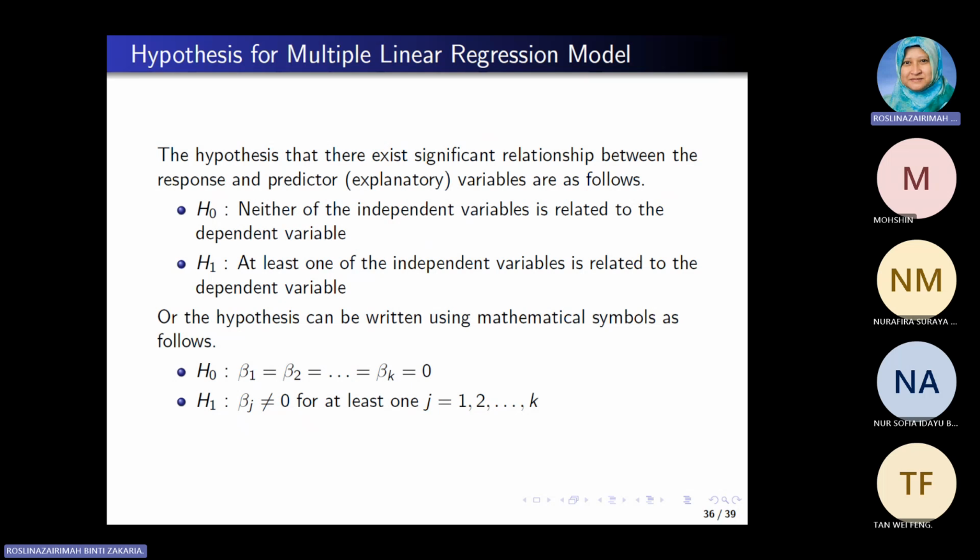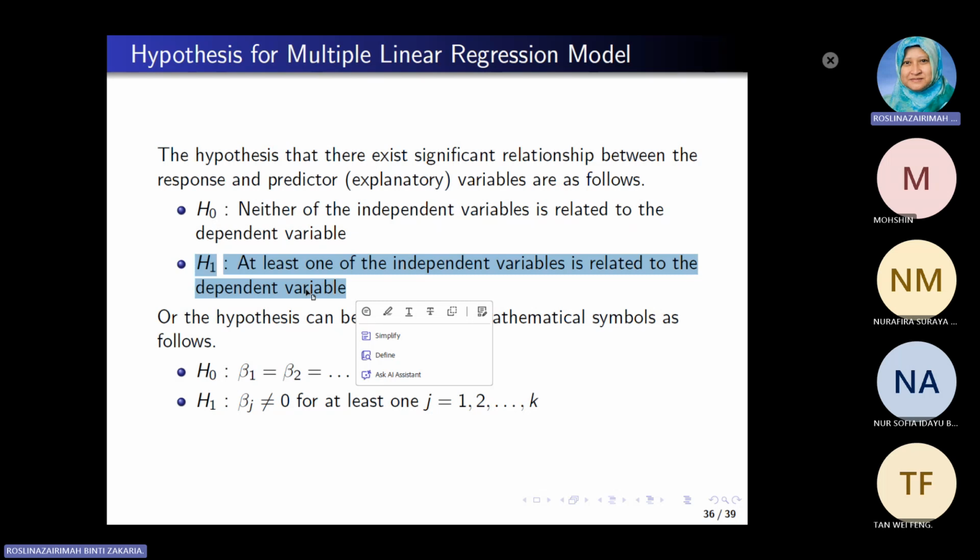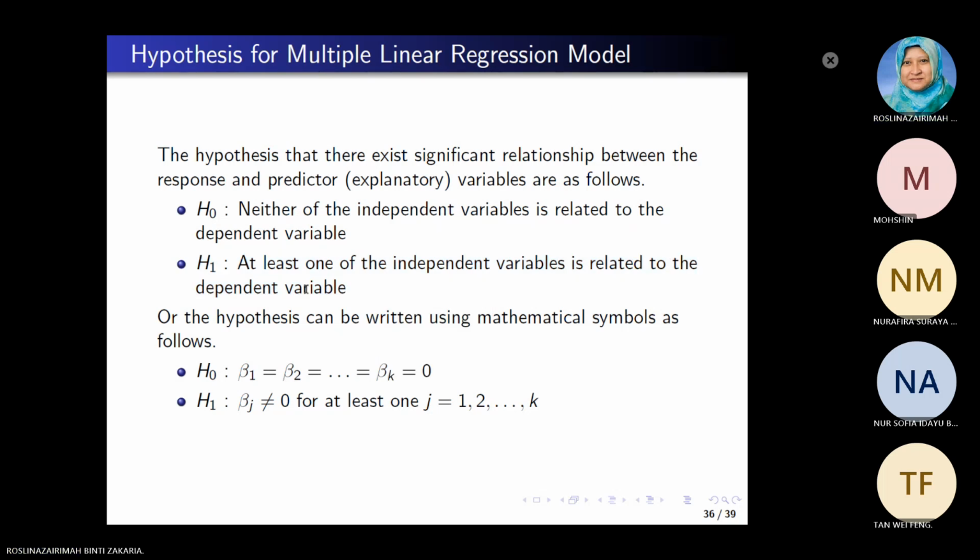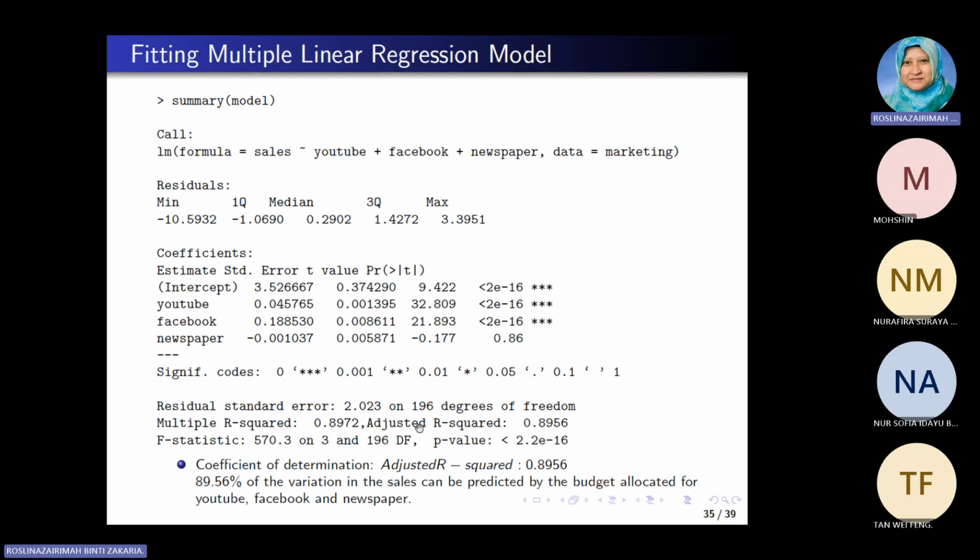And then you look at your p-value. If it is less than alpha, you say that there is a linear relationship between the variables, that at least one of the independent variables is related to the dependent variable. That will be your conclusion. So to determine which one is the best, you go through this, looking at the R squared and also adjusted R squared. Maybe you need to list down all of that.